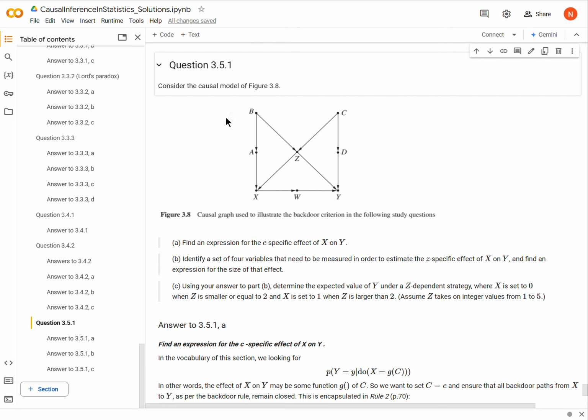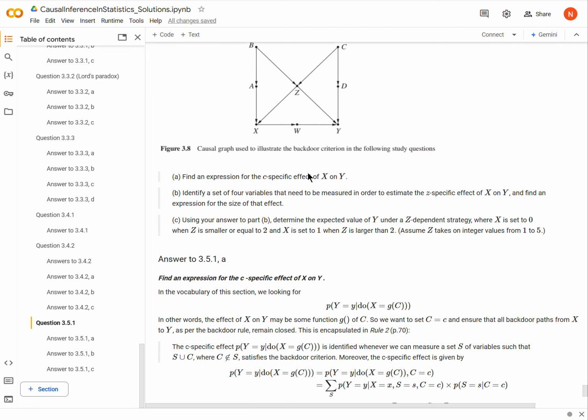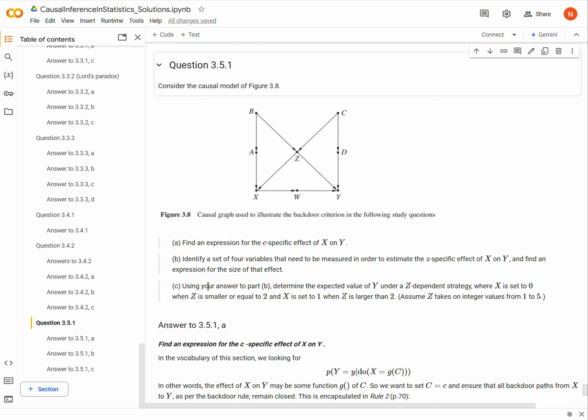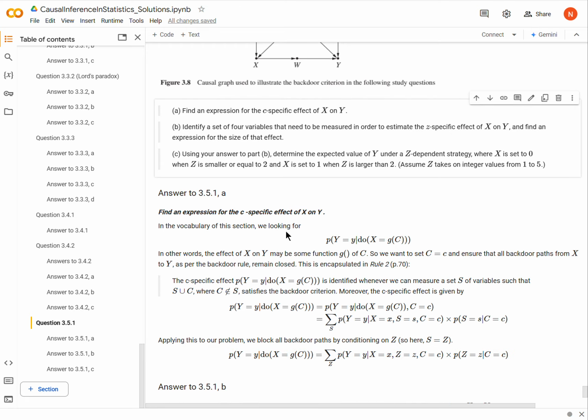Okay, so here we're considering this DAG, and we've seen this before throughout the chapter. And we're asked to do several things. So the first thing we're asked to do is to find a C-specific effect of X on Y. So we want to know the effect of this X on this Y, when C is set to some particular value. So we'll tackle that first, and then we'll look at the other questions here.